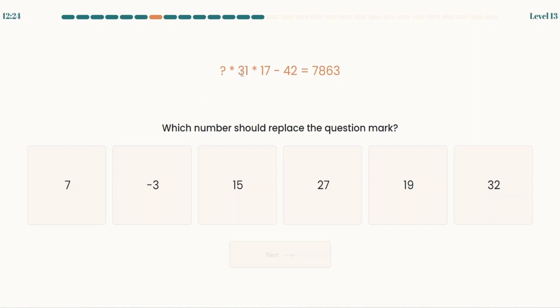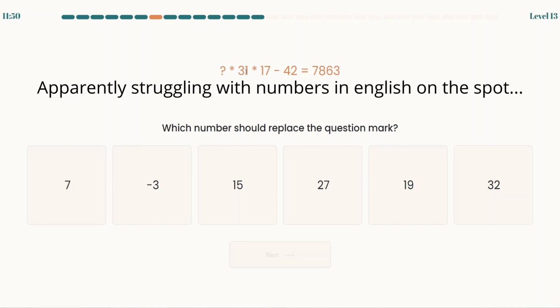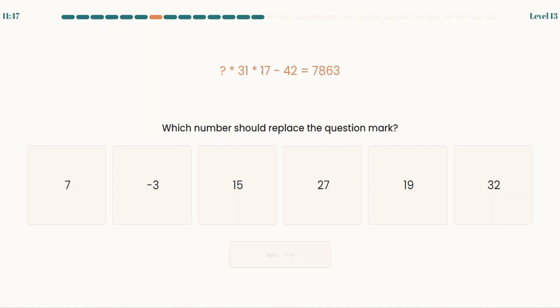Okay, so question mark times 31 times 17 minus 42 equals 3,163. Am I not allowed to use the calculator on this? Okay, so first plus 42, that's 7905. 7905. 7905. 7905. 7,975.